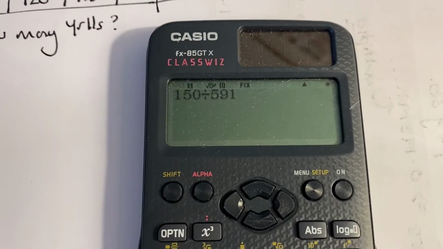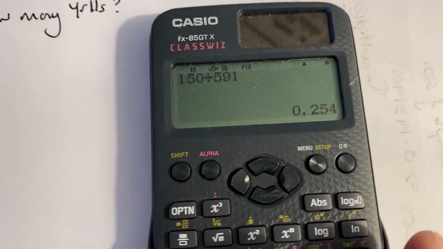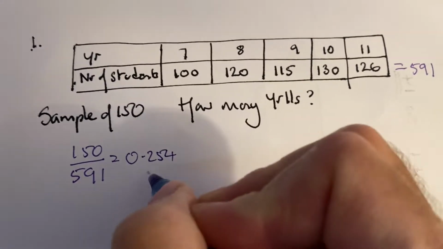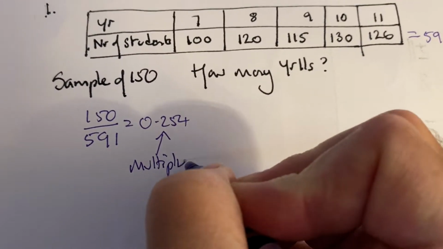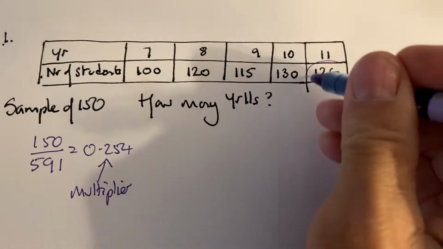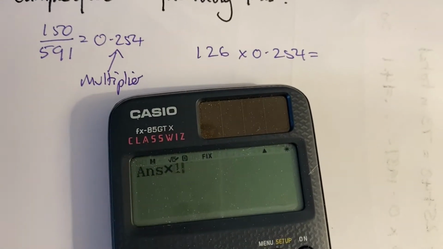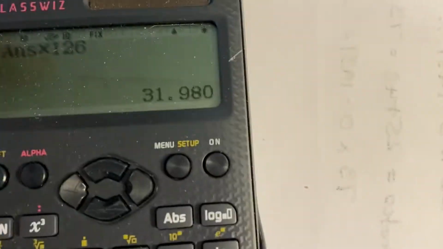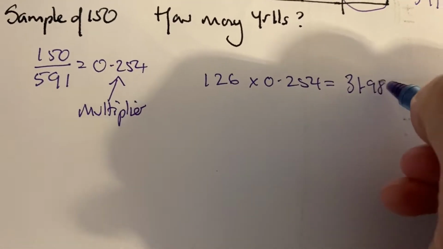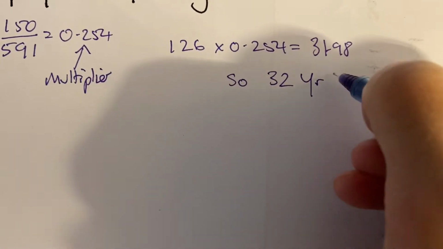Can I simplify it? What does it look like? Is it a horrible decimal? Nah, it's not too bad. Let's leave it as 0.254, that's our multiplier. Then I times each number. Here I just want year 11, so I times 126 by this multiplier, and that gets me 32. So you wouldn't have 31.98, you'd say 32 year 11s.